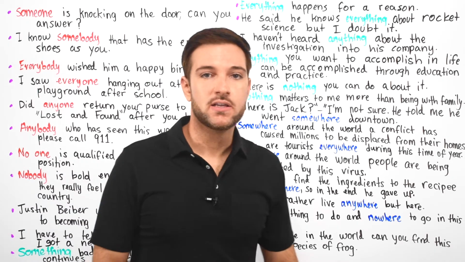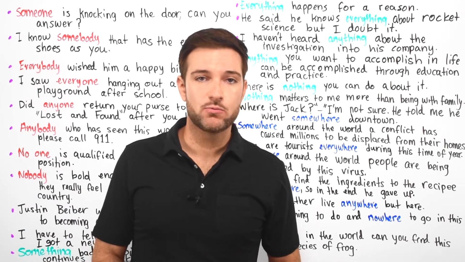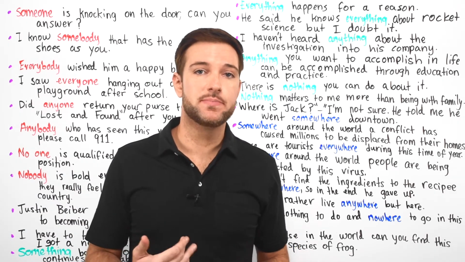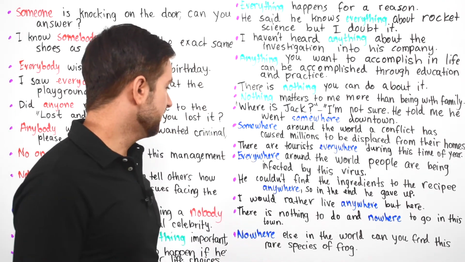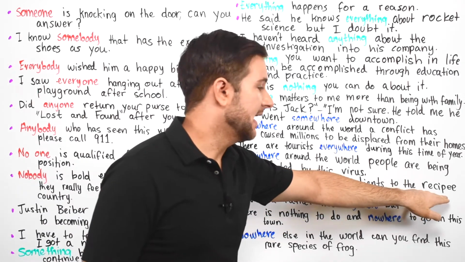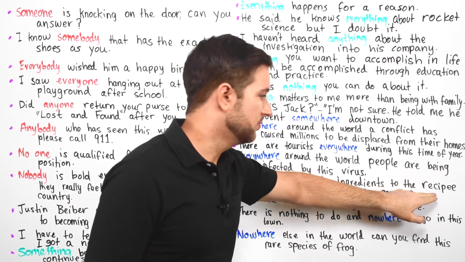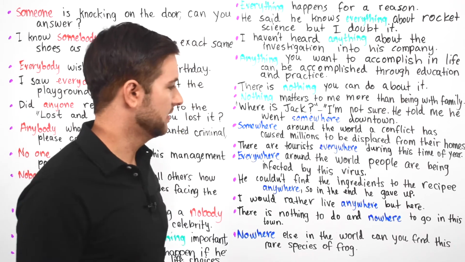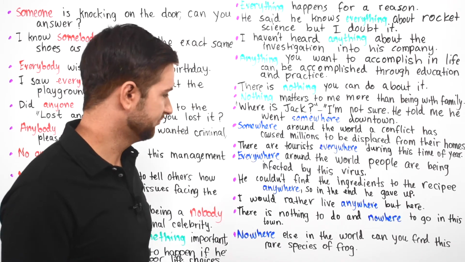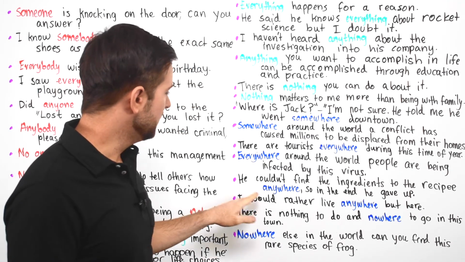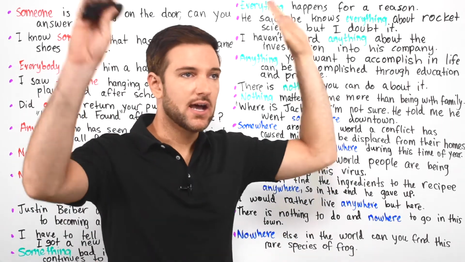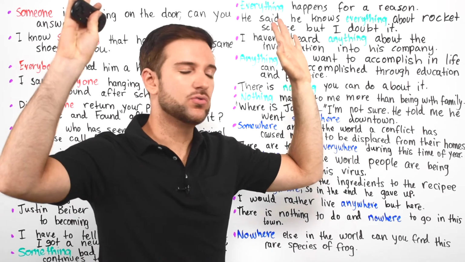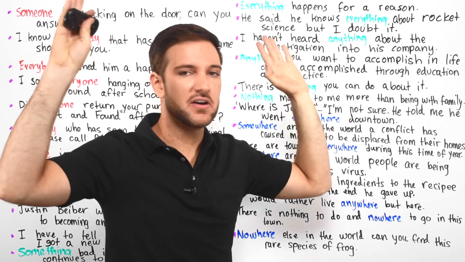Okay. Now let's look at the word anywhere. Anywhere is used to talk about going to a place or being in a place, but it doesn't matter which place. Okay. He couldn't find the ingredients to the recipe, like how you cook something. You bake bread, you make mac and cheese, you make, I don't know, Shepherd's pie. He couldn't find the ingredients to the recipe anywhere, so in the end, he gave up. I give up, right? I'm not doing this anymore. I quit. I give up.